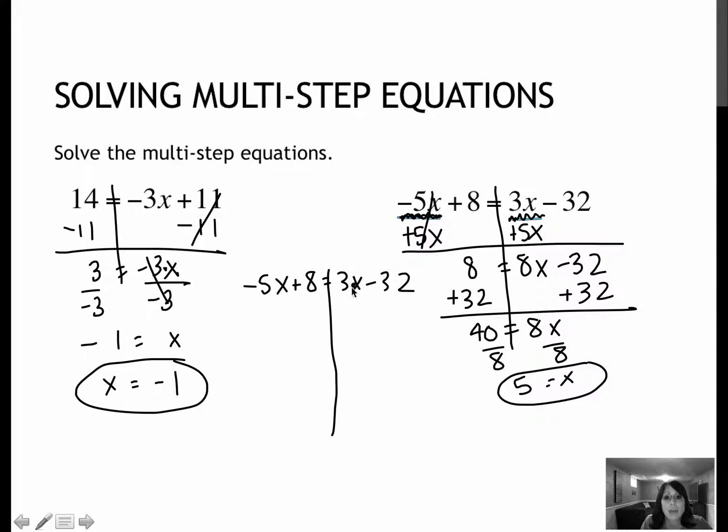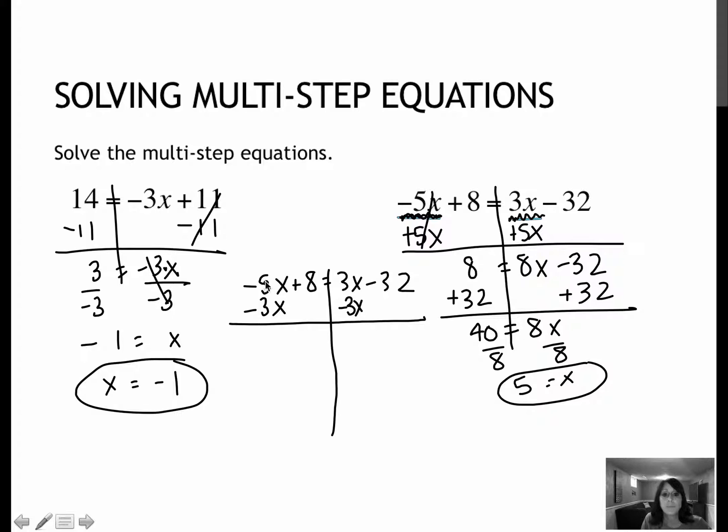In which case, I would try to get rid of 3x from the right side. So if I try to get rid of 3x, I would have to subtract it since it's positive. And if I do that to the left, I have to do it to the right. So before I do that, take a moment to look at what I've done. I've put the x values underneath the other x values. So I'm not trying to add it to 8 or to the 32 because those are not like terms with the 3x.